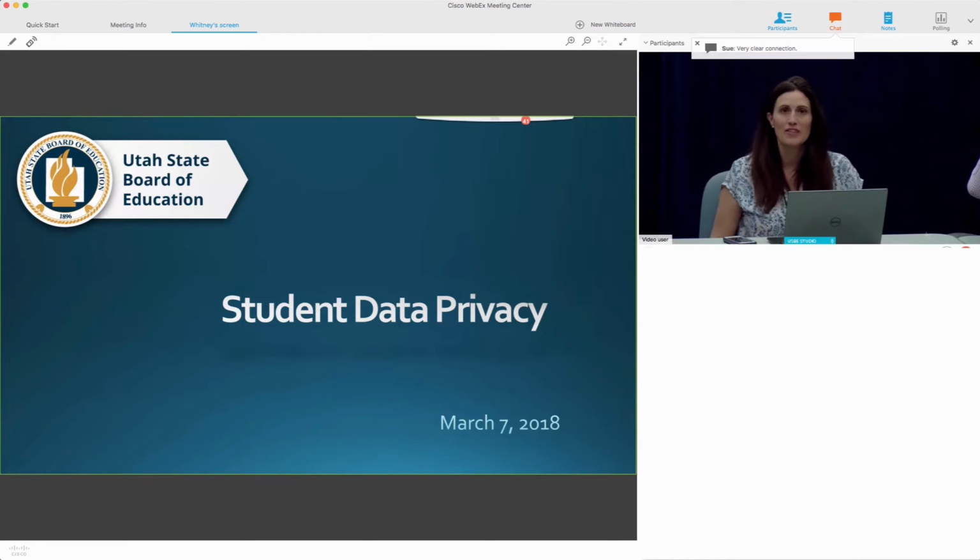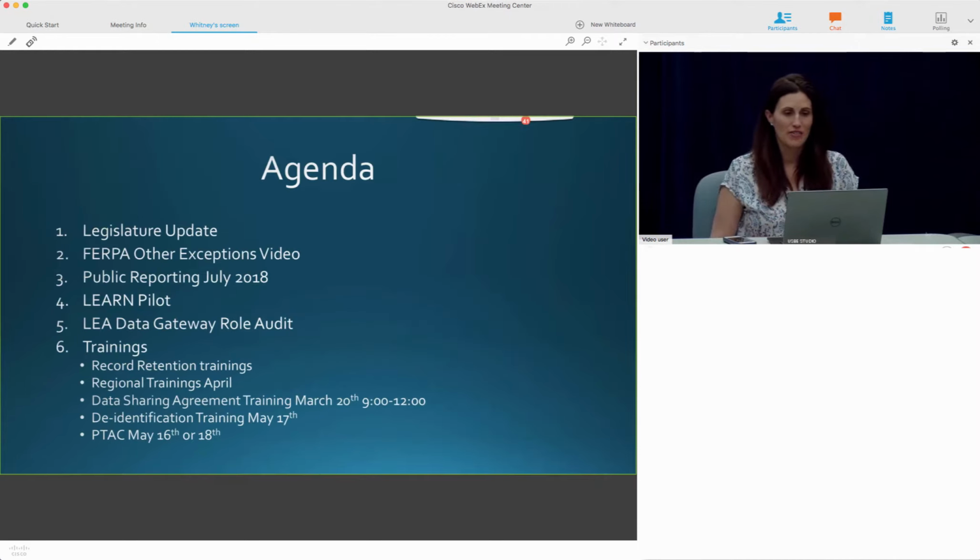We have a full agenda today, so let's get started. Here's the agenda. I'm going to have David talk about legislative updates.